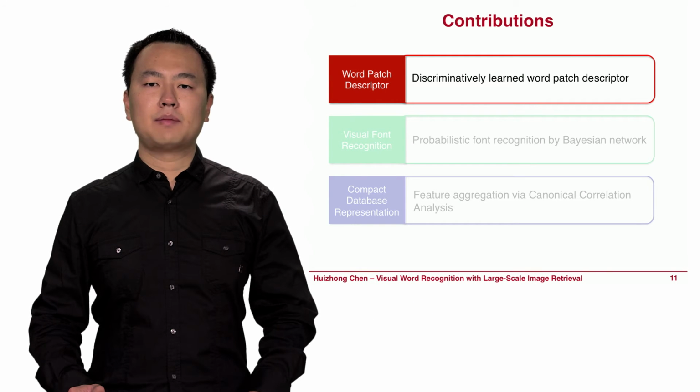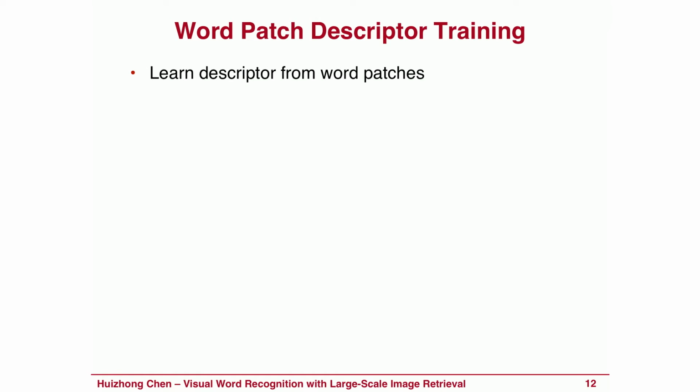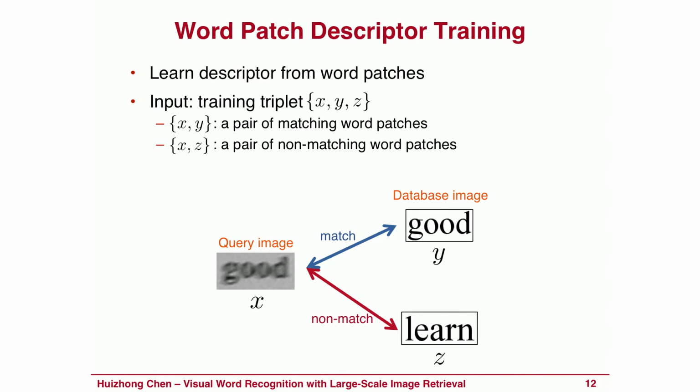Now, I introduce my first contribution, a discriminatively learned word patch descriptor. The basic idea is to learn the descriptor using actual word patches. The descriptor is trained using a large number of training triplets. Each triplet is denoted as XYZ, where XY is a pair of matching patches and XZ is a pair of non-matching patches. We wish to learn the descriptor such that in the feature space, the matching pair distance is smaller than the non-matching pair.